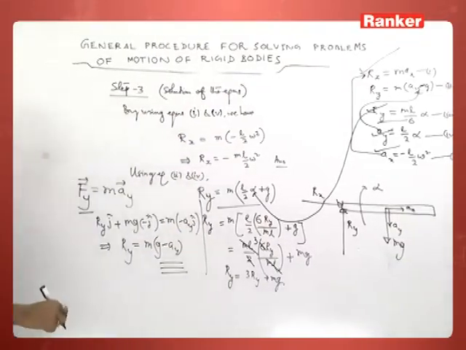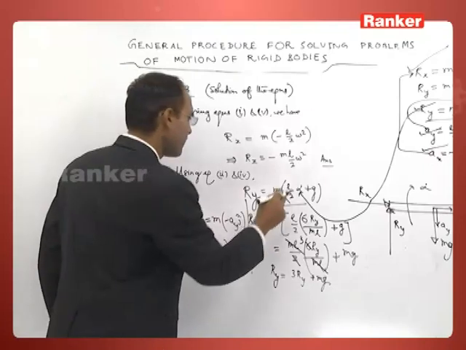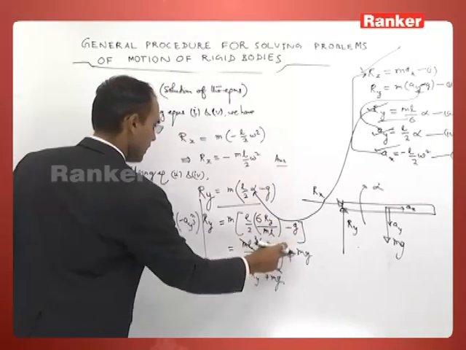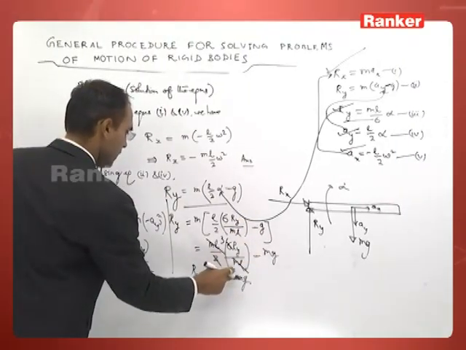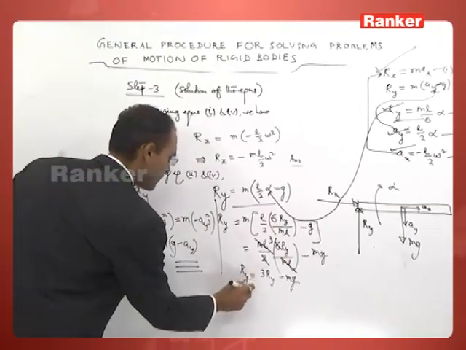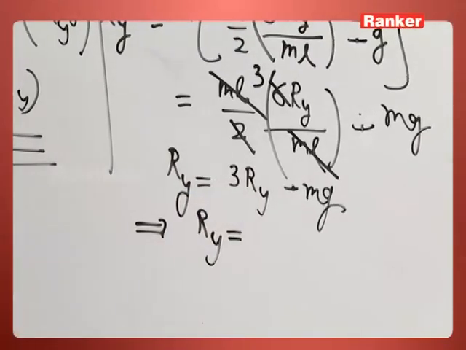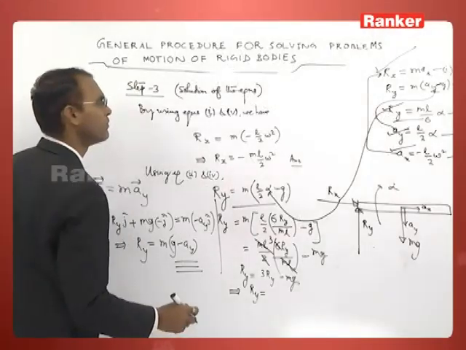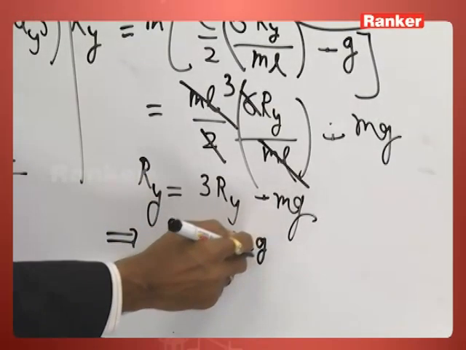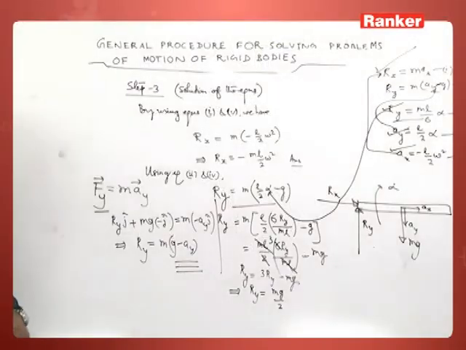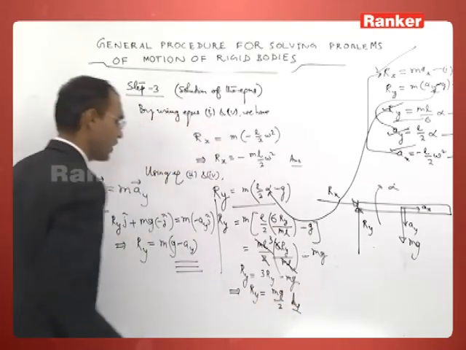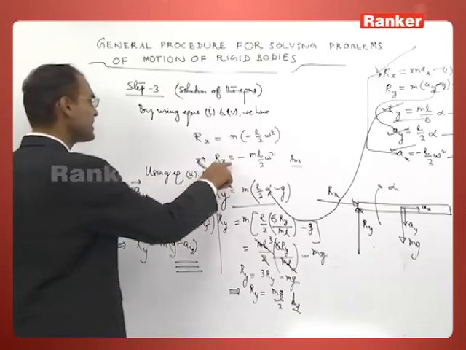Now, instead of plus, if you write minus, it will be minus throughout. Then we are writing Ry is equal to mg by 2. That is the reaction force along y direction. Along x direction, the reaction force is negative.